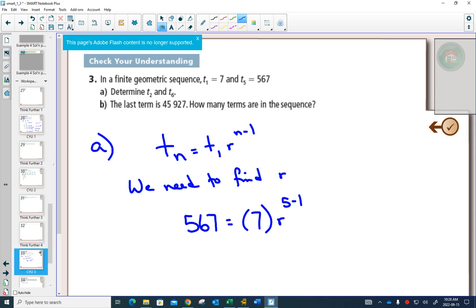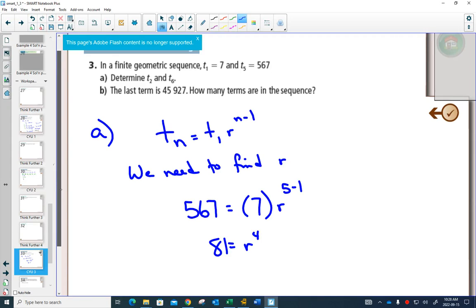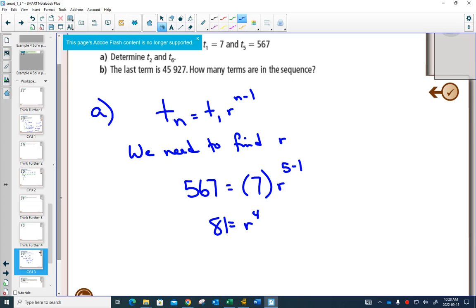So if I divide both sides by 7, I get 81 equals r to the 4. Do you know how to use your calculator to get rid of that 4 to get r all by itself? What's the opposite of putting something to the power of 4? Well, what's the opposite of putting something to the power of 2? Square rooting. So to the power of 4 will be the 4th root.